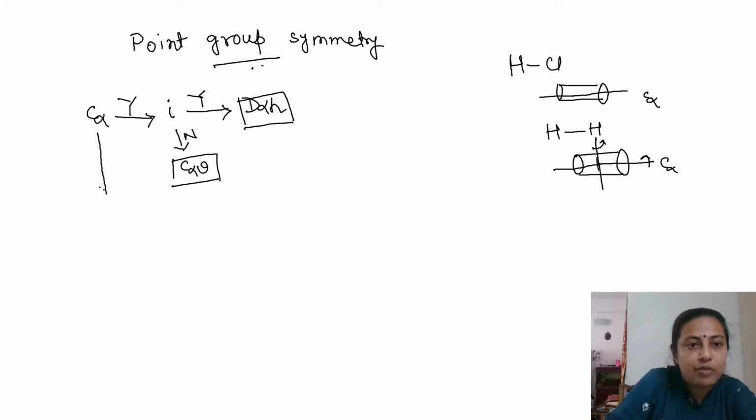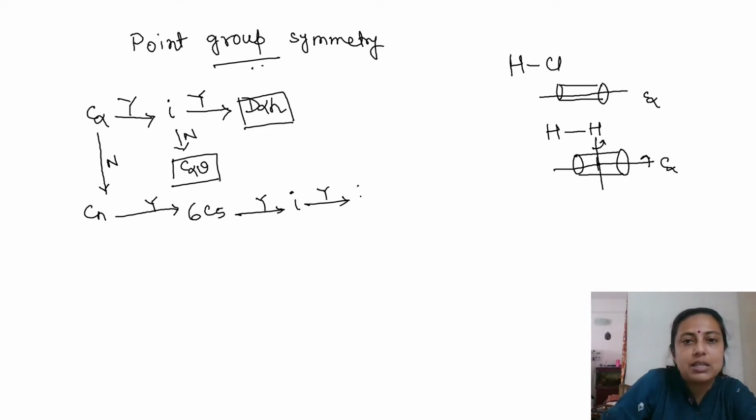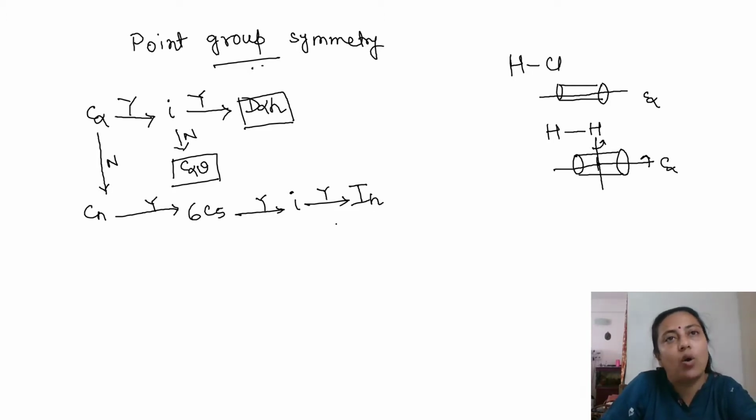If it does not have a C infinity axis, then find out whether it has Cn. If yes, you can look for the C5 axis. If yes, you can look for the I. If yes, it is going to give you the icosahedral point group. This IH, TD, OH, these are all point groups of very high symmetry.